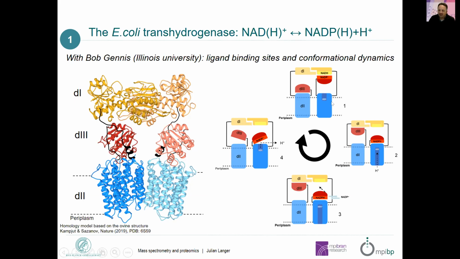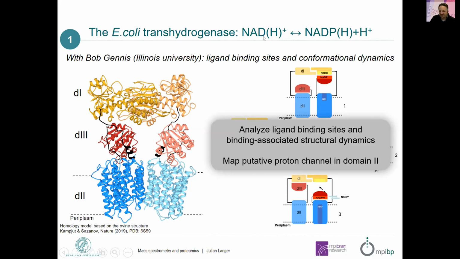So the main point is how that proton channel opens and which transmembrane helices here in domain 2 are actually involved in that. You can see that we have different binding states in this proposed reaction cycle that we can track. For us, we already knew more or less where NAD+, NADH and NADPH bind, but it was really unclear how and when the proton channel opens, and also to what extent. So that's what we wanted to track with HDX-MS.